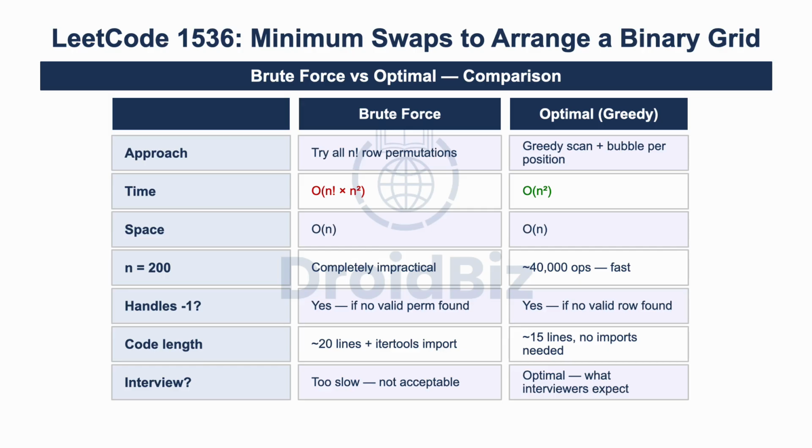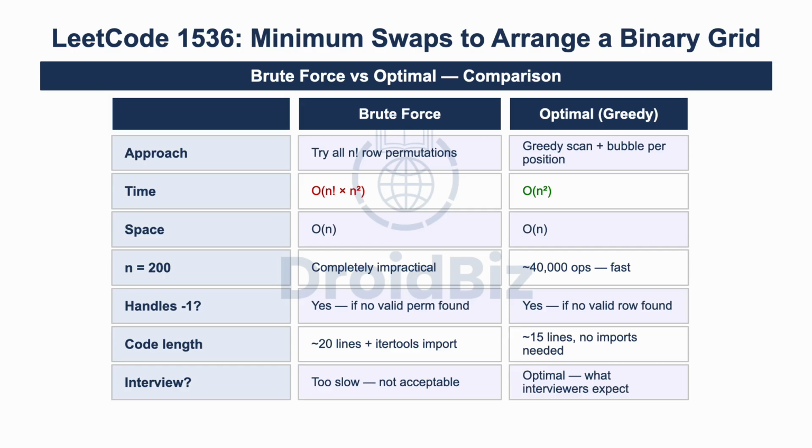Space complexity. Both approaches use big O of n space. For n equal to 200, brute force cannot finish. The number of permutations is astronomical. The greedy solution needs around 40,000 operations, fast and well within limits. Handling the impossible case. Both correctly return -1.